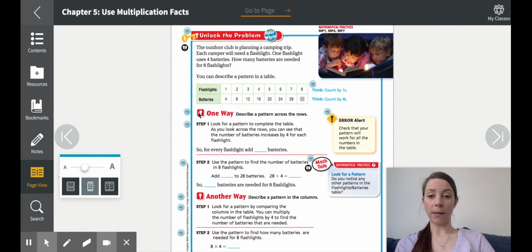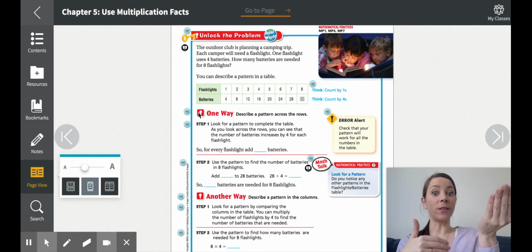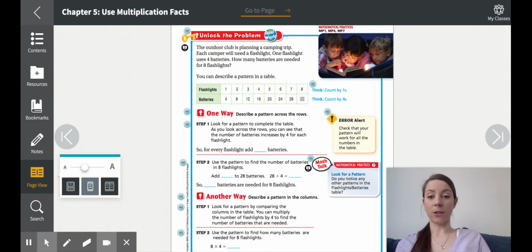So, here's the unlock the problem. The outdoor club is planning a camping trip. Each camper will need a flashlight. One flashlight uses 4 batteries. So I'm already starting to picture that in my mind. That makes sense. When I have a flashlight or a remote control, I have to put like 4 batteries in it a lot of the time. How many batteries are needed for 8 flashlights?